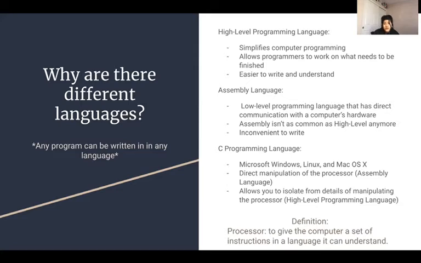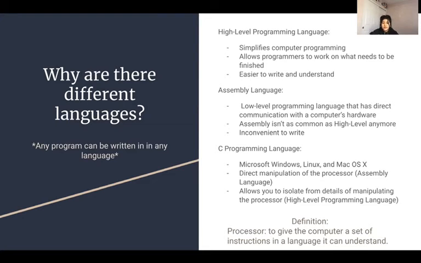Assembly language, on the other hand, is the low-level programming language that has direct communication with the computer's hardware. So assembly isn't as common anymore, and it's also a little bit inconvenient to write, which is why high-level programming nowadays is more popular. So you would find this in like Apple or Amazon. We'll get to that.